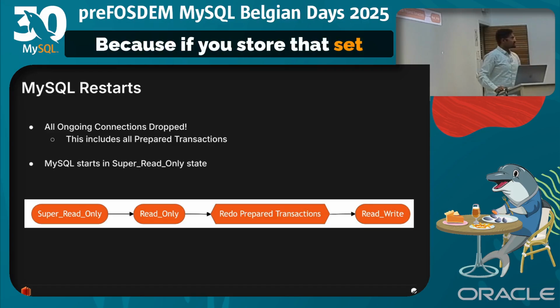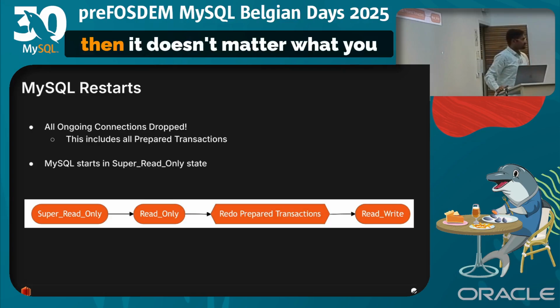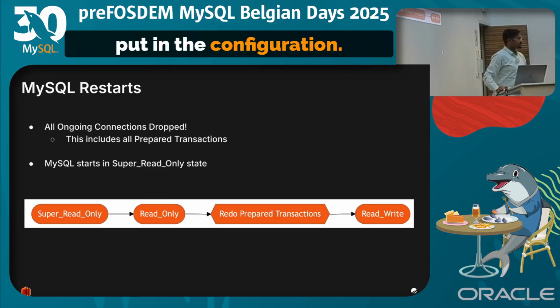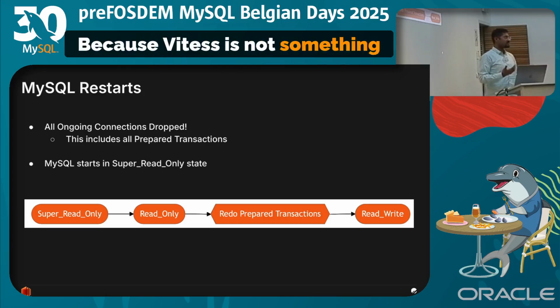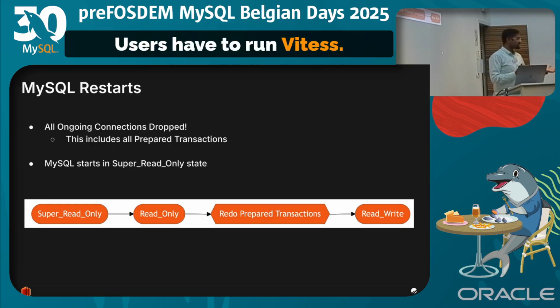Because if you store that set persist super only is 0, then it doesn't matter what you put in the configuration. This is basically because Vitess is not something that we run, users have to run Vitess. It's an open source project.